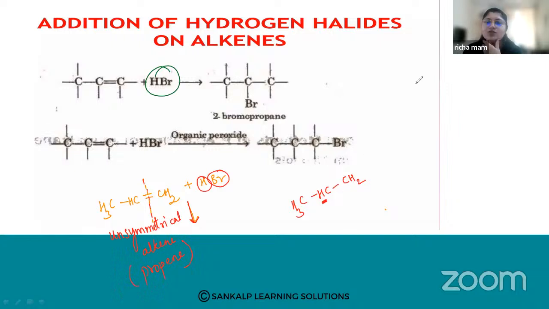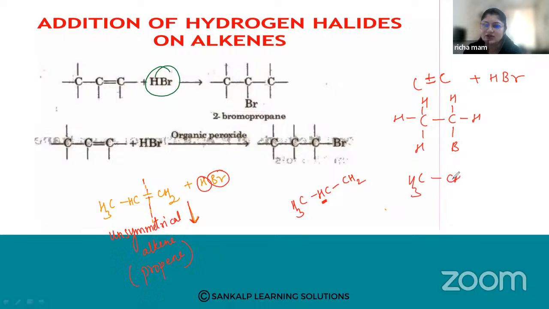Whenever I have a symmetrical alkene and HBr, I can break one bond and add anywhere, like this. H, H, H means it is CH3, CH2, Br. It will result in ethyl bromide only.